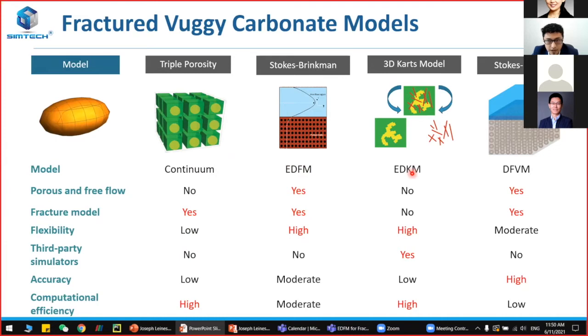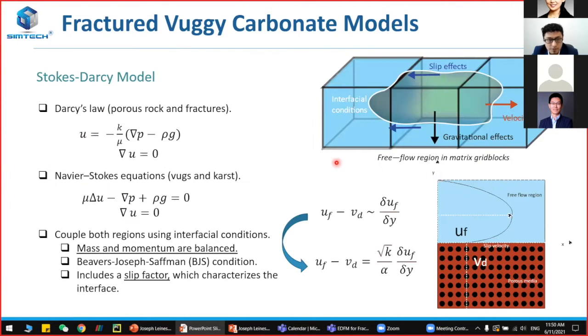And also the 3D Karst model. One of the things here is that it can be used in commercial simulators, but at the expense of accuracy. And the most accurate one that could be selected would be the Stokes-Darcy, but at the expense of the computational efficiency. So let's talk a little bit more about this Stokes-Darcy model.